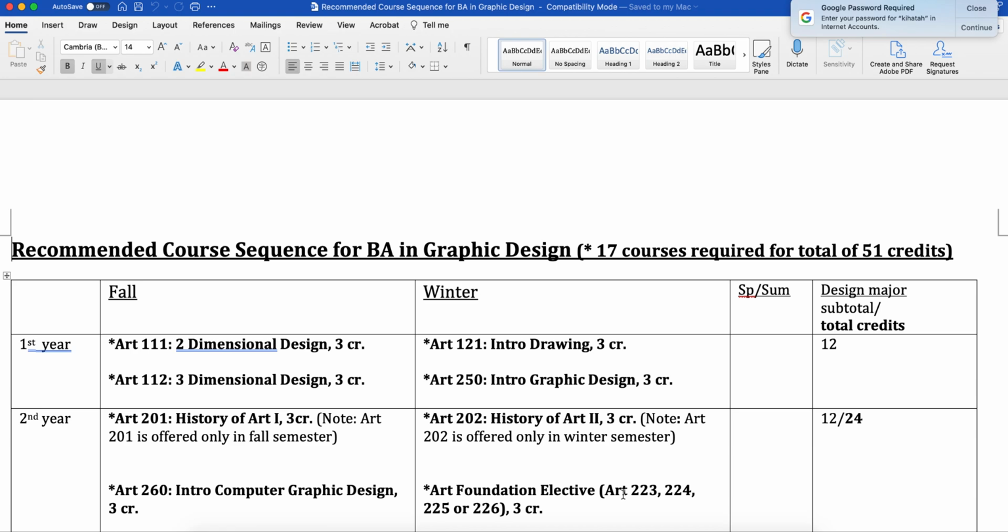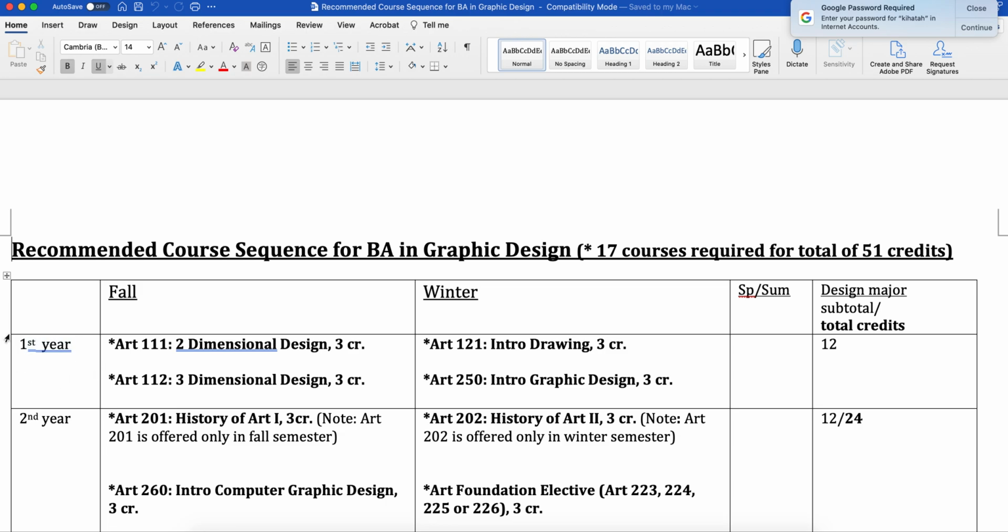Okay, so I think many of you are familiar with this sheet, the recommended course sequence in graphic design. Let's start with graphic design here. You need 17 courses, a total of 51 credits, and this tells you the recommended sequence.